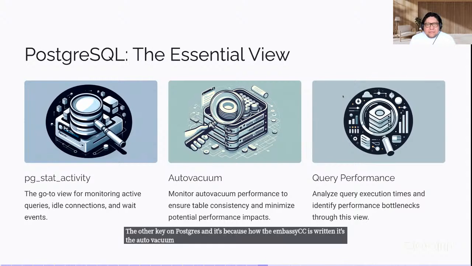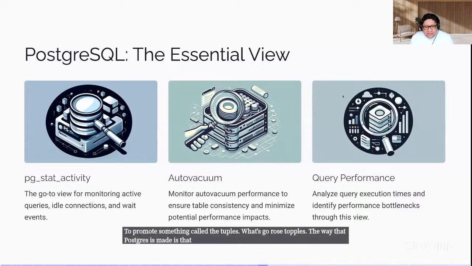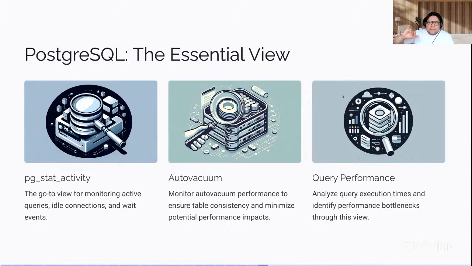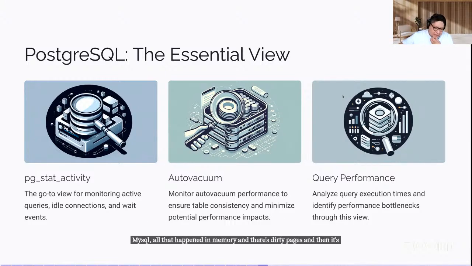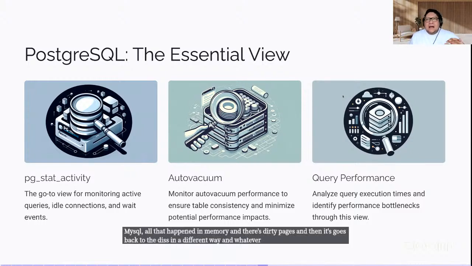Because the purpose of auto vacuum is to remove something called dead tuples. Postgres calls rows tuples. The way Postgres is made is that every time there's a data change, an update or a delete or a replace, in MySQL all that happens in memory, and there are dirty pages, and then it goes back to the disk in a different way, and whatever it has is the old version of the row.